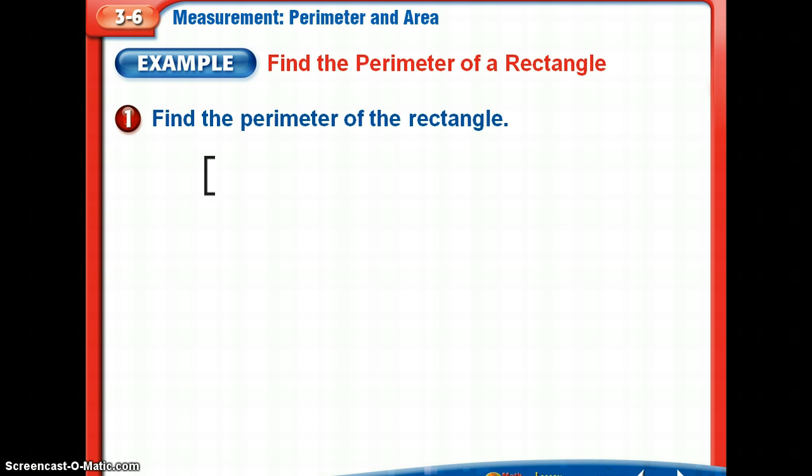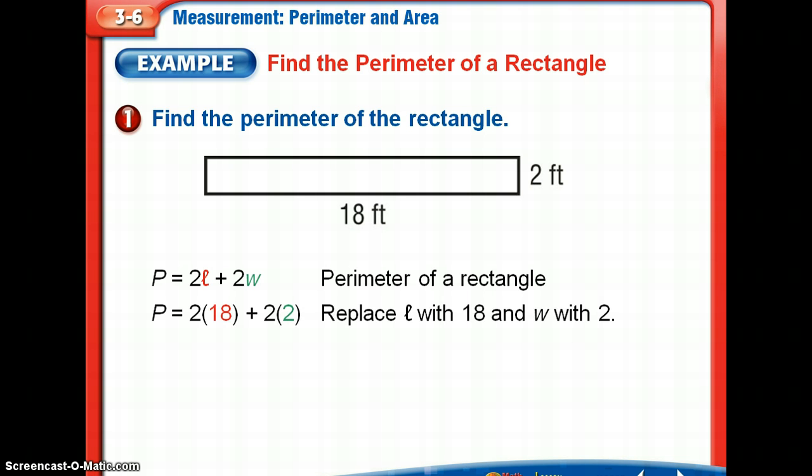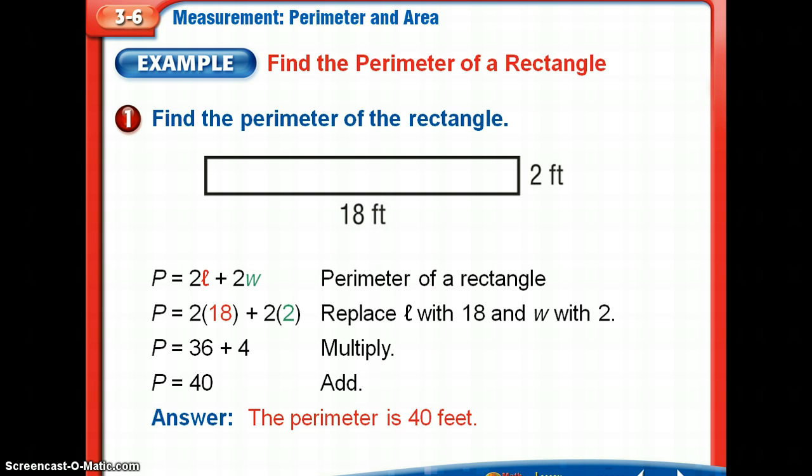Alright, so now we're going to find the perimeter of this rectangle. It's 18 feet by 2 feet. So we're going to do twice the length plus twice the width. 2 times 18 plus 2 times 2 is 36 plus 4, and that equals 40. And if you added 18 and 2 together, that will give you 20. 20 times 2 is 40. And we can use that because of the distributive property. So our perimeter is 40 feet.